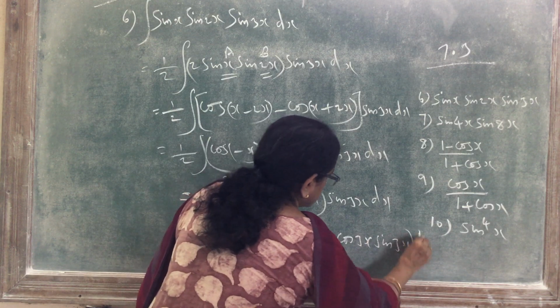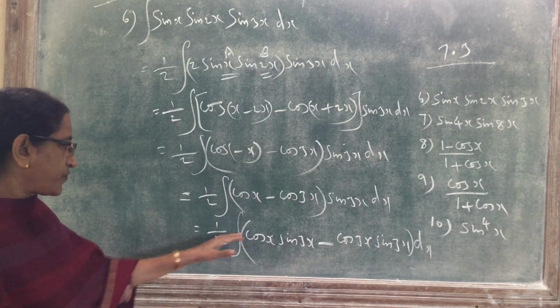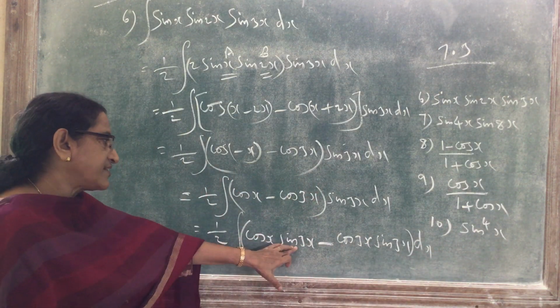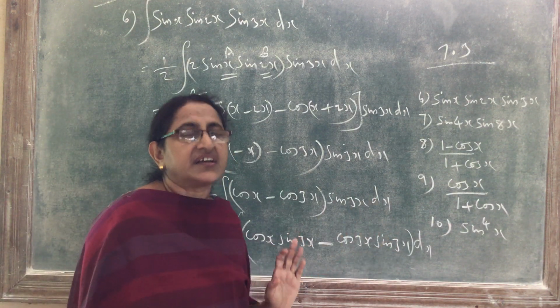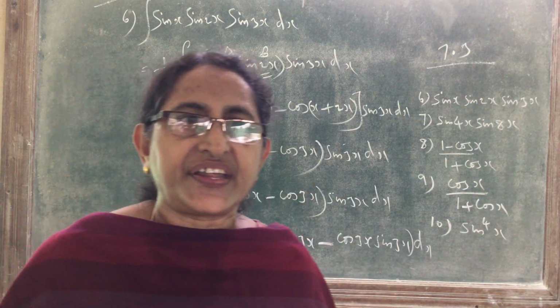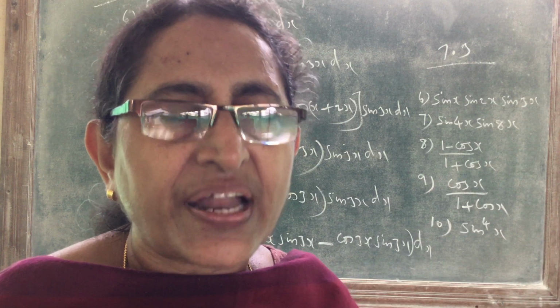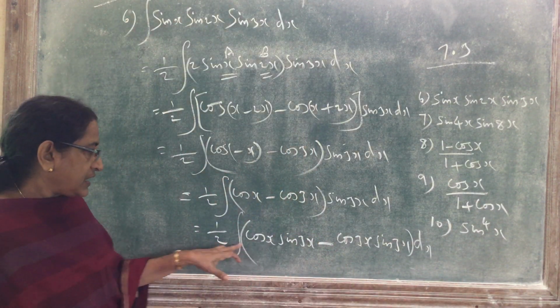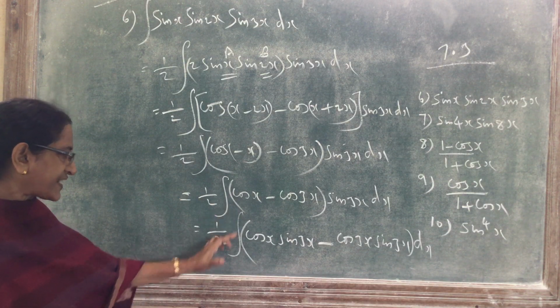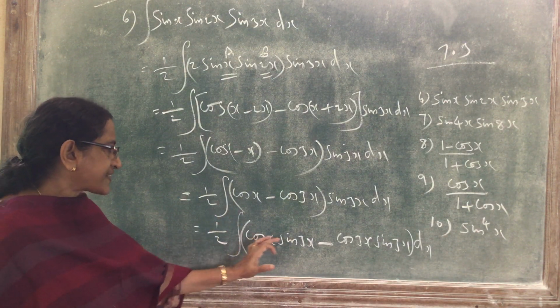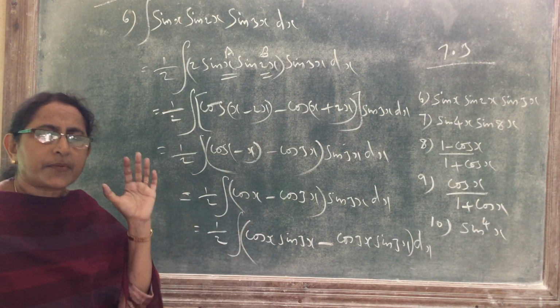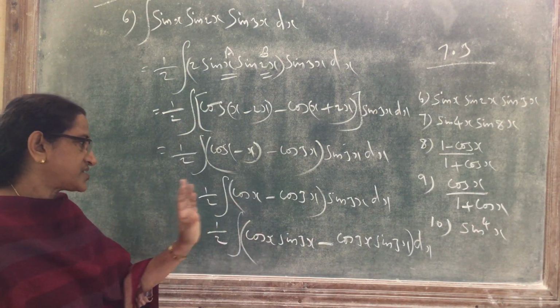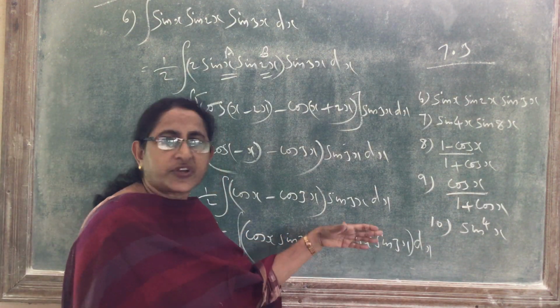See, now we have to find the integral of two terms. Cos x sin 3x. See, all the trigonometric identities we should know, then only we can apply them whenever required. So here, how to find the integral? We want to integrate cos x sin 3x. Think how to integrate this function. And here one more function is there, how to integrate that.